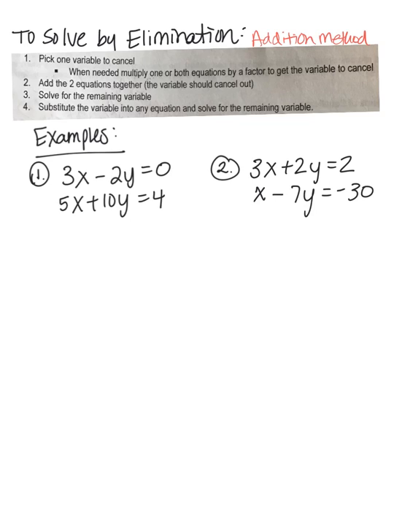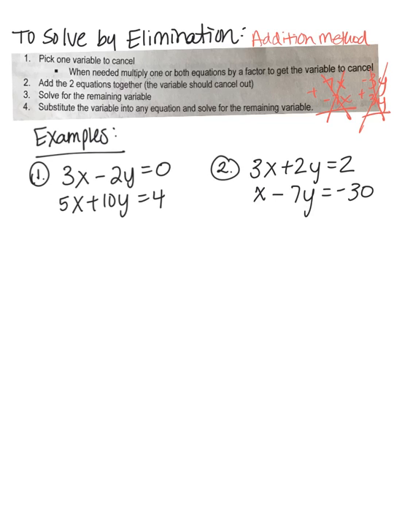What I mean by that is if I wanted to cancel off, let's say, a 7x, I would add it to a negative 7x, because then those two things would cancel. If I was trying to cancel a negative 3y, I would add it to a positive 3y because those would cancel. So when I talk about picking a variable to cancel, what I'm trying to do is pick a variable where I'm going to have the same number with opposite signs cancel.